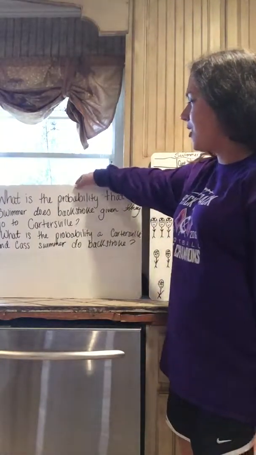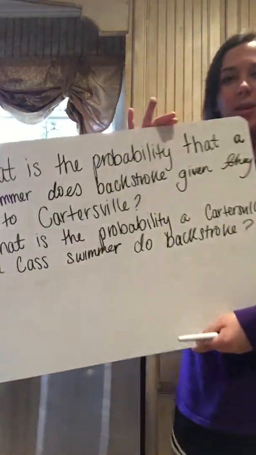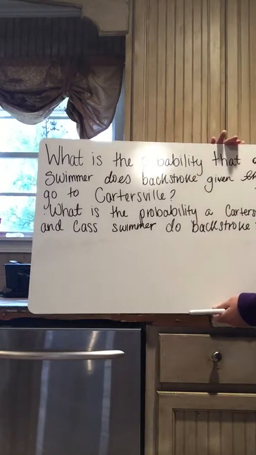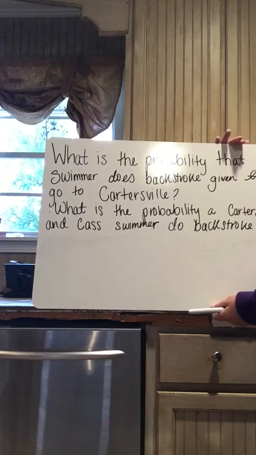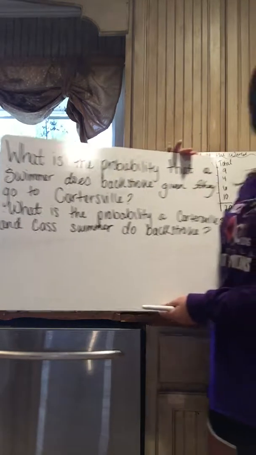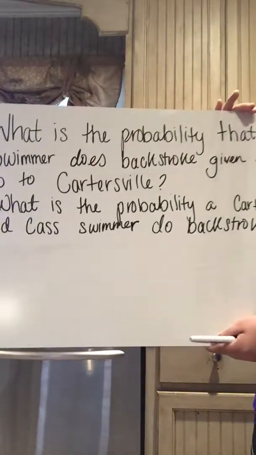So we're going to start off with the problem. I'll make sure you can read it. What is the probability that a swimmer does backstroke given they go to Cartersville? What is the probability a Cartersville and Cass swimmer do backstroke? Making sure you can see.